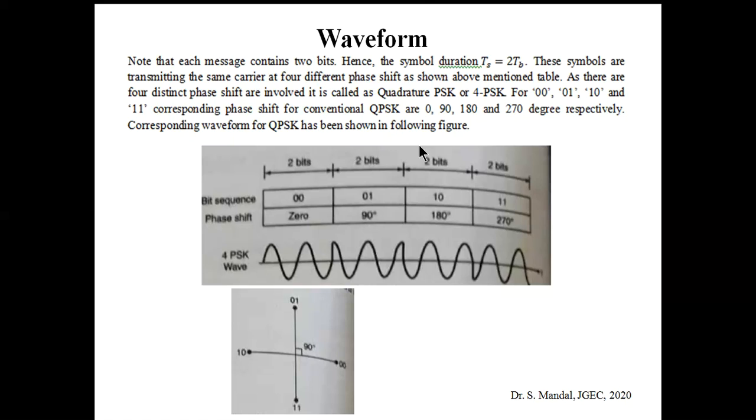This is the conventional signal space diagram or constellation diagram for the QPSK. You can see that this one is the 00 position, this one is 01, 10 and 11. As there is a 90-degree phase difference, the angle between them will be 90 degrees. So this is the waveform for the QPSK.